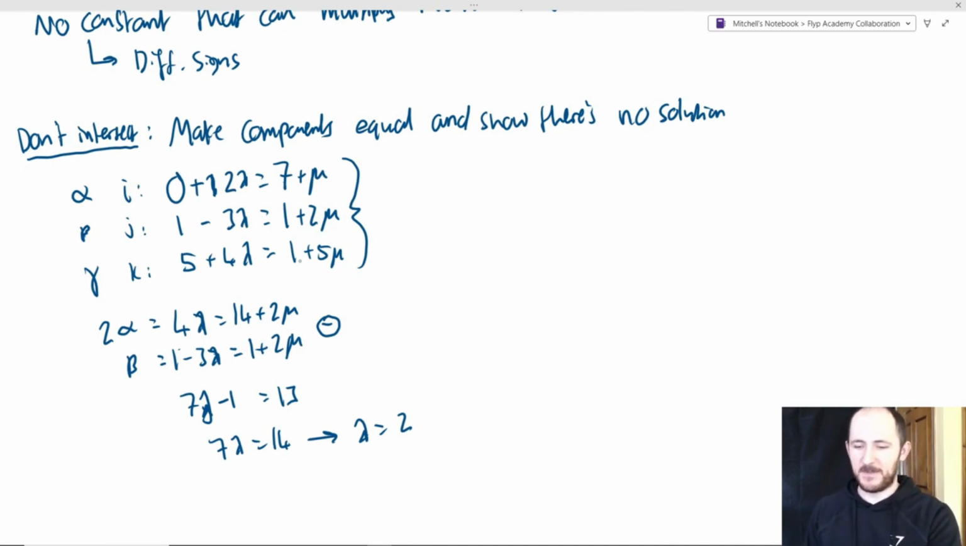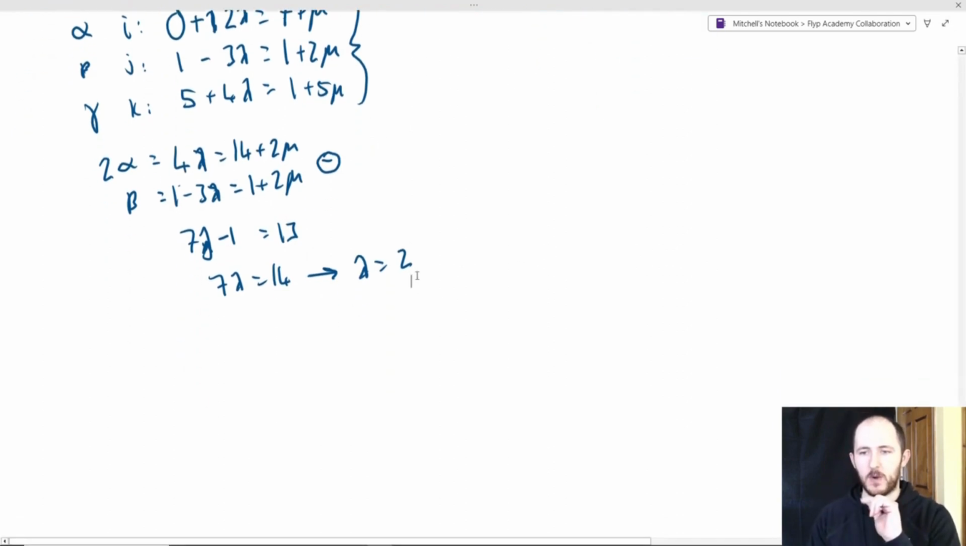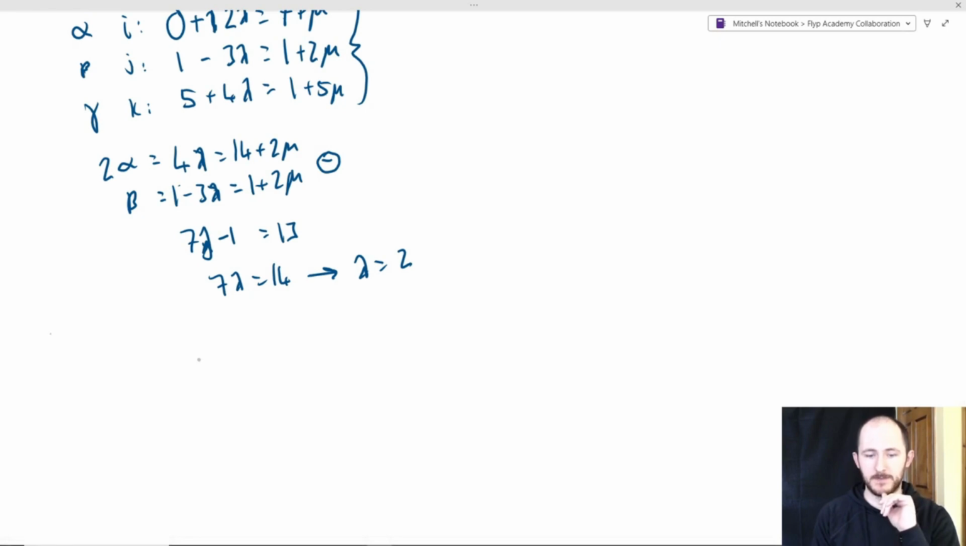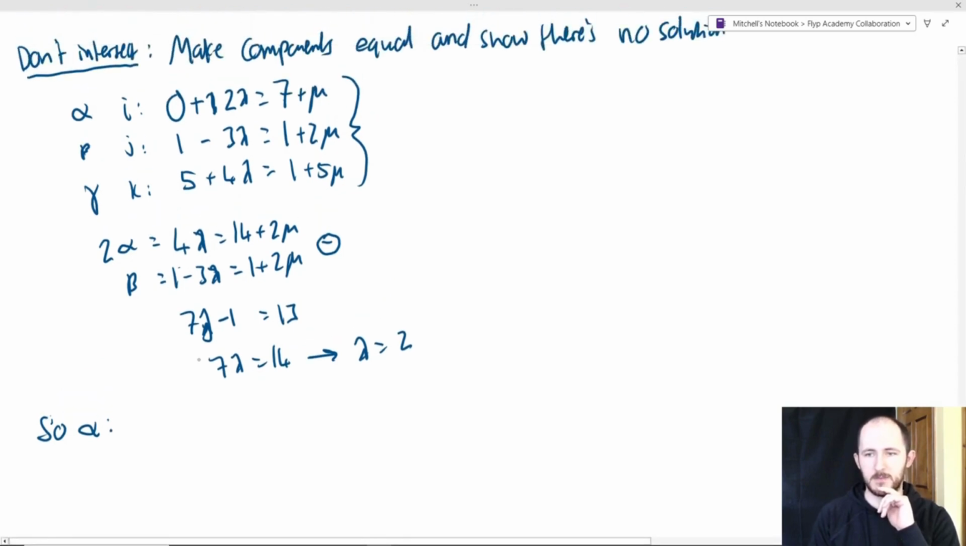What we're going to do now is we're going to say what mu is in every single situation, okay? So we've worked out a value of lambda. Now I'm going to plug it into all 3 of these equations and work out what mu would be. So let's start with alpha. Alpha is 7 plus mu equals 2 times lambda, so equals 4. So mu is equal to minus 3. Okay, that's one solution.